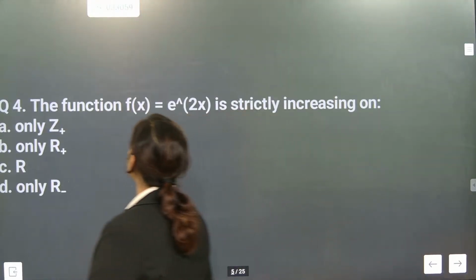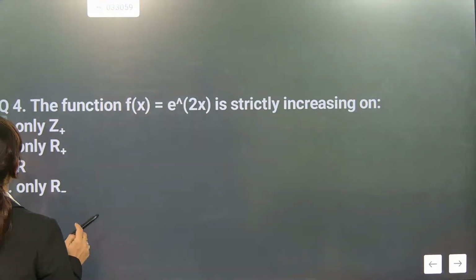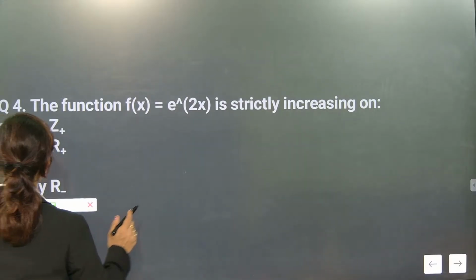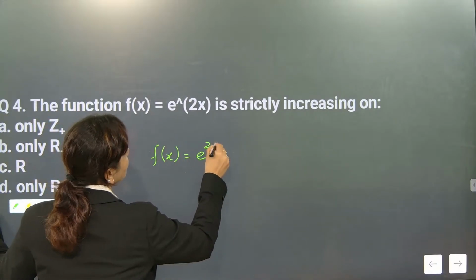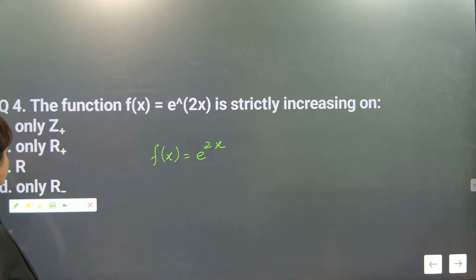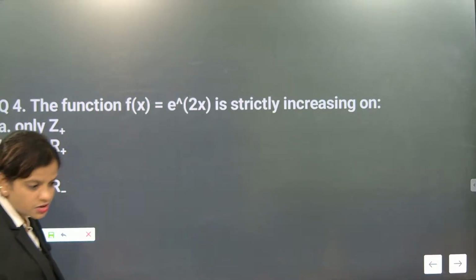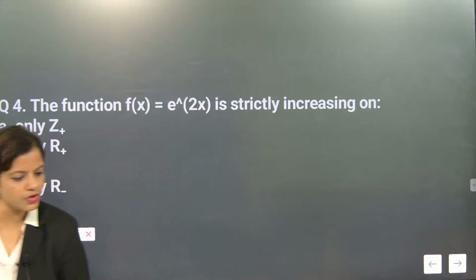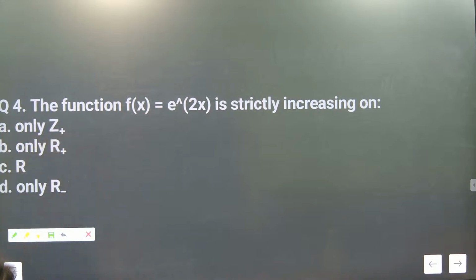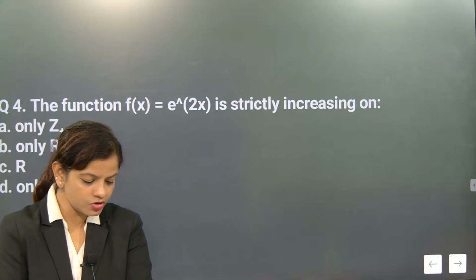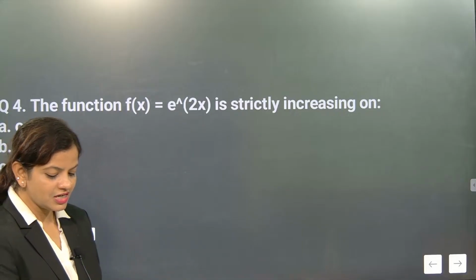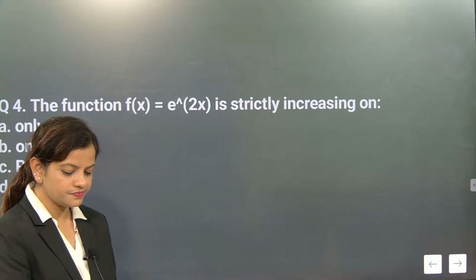Now check this one: the function f of x is equal to e to the power 2x is strictly increasing on. Come on, try this question. Mehan, what happened? The answer will be there, but it will be an open interval, a closed interval will not be there. In that diagram it was wrong, so I opened it. f dash x is strictly greater than 0, so I wrote it.